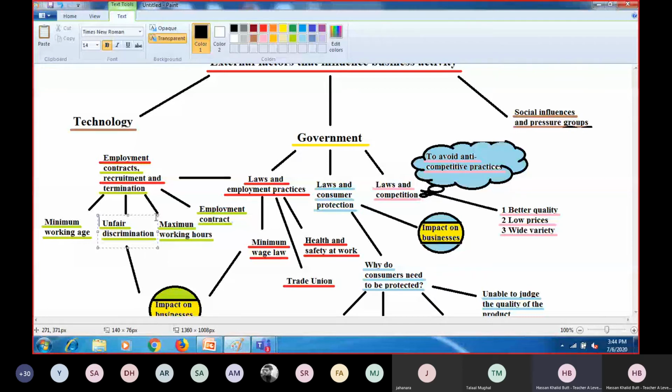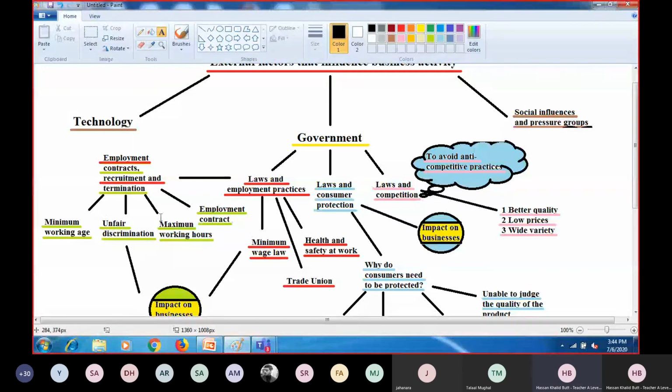So, unfair discrimination is not allowed. In that case, again, there could be a problem. Sometimes the work is of that nature which requires physical strength. So, in that case, will it be fair discrimination or unfair if you hire male members? Fair. It's fair discrimination.